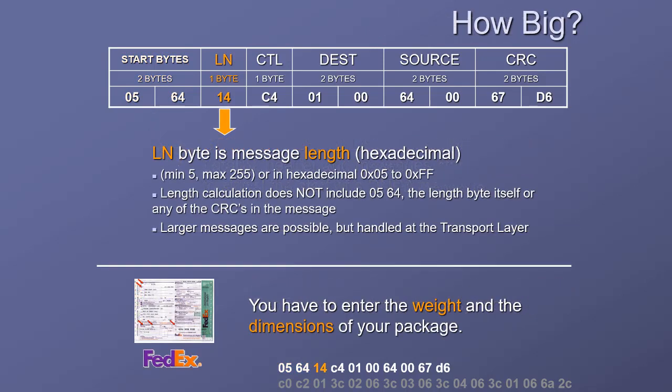How big? The next byte in the header is the length byte. This is the length of the request message. The length calculation does not include the length byte itself or any CRCs in the message. Maximum length is 255 bytes. Longer messages are possible, but this is handled by the transport layer. Comparing this again to FedEx, this is like a weigh bill. When you ship an item, you need to enter the weight and size of the package.